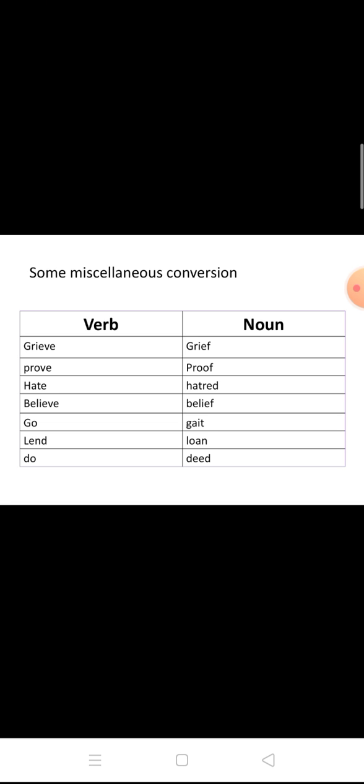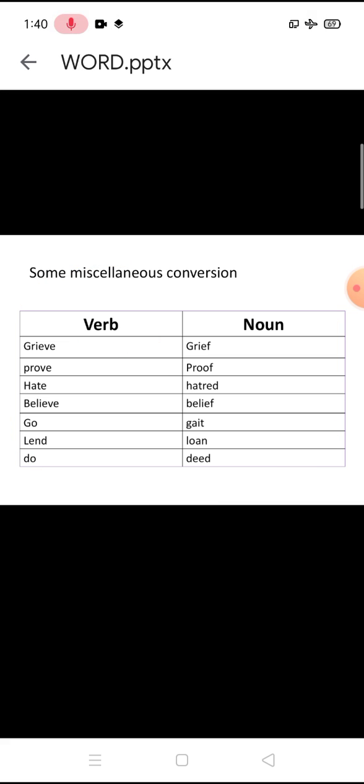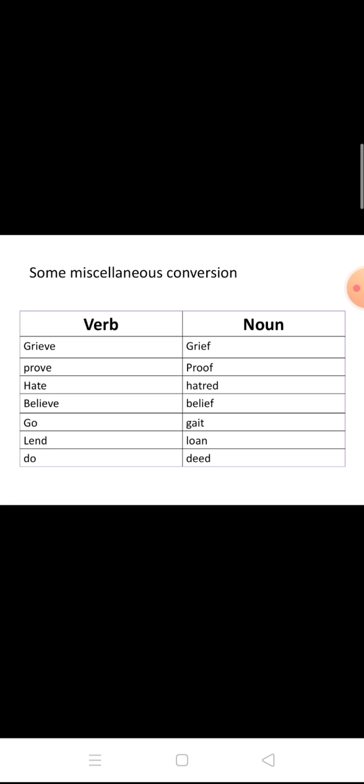And the last case is that there is no rule while changing this verb to noun. They are miscellaneous. They have no rules for them. So we have to learn them as they are. Like grieve will become grief. Prove will become proof. Hate becomes hatred. Believe becomes belief. Give becomes gift. Lend becomes loan. Do becomes deed. So in this miscellaneous case, there is no particular rule. So we have to learn them as they are.